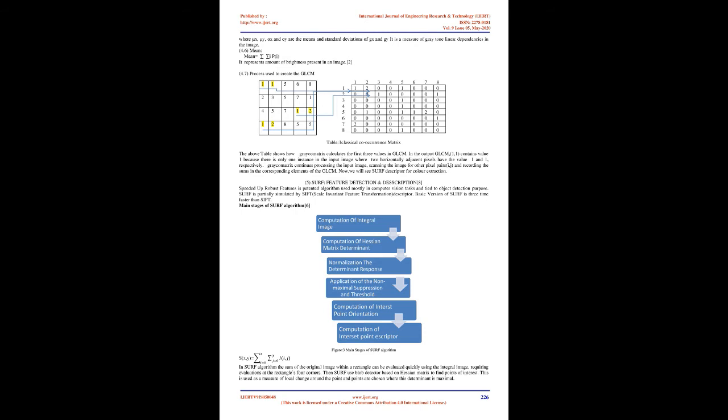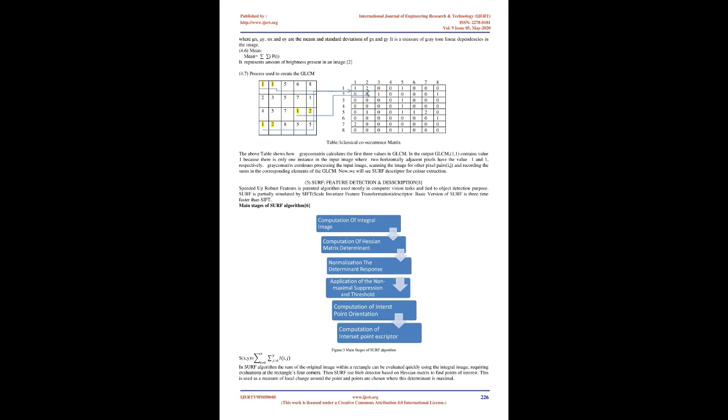4.5, Correlation. Correlation equals the sum over i, j of (i minus mu x)(j minus mu y) g(i,j), divided by sigma x sigma y, where mu x, mu y, sigma x, and sigma y are the means and standard deviations of gx and gy. It is a measure of gray tone linear dependencies in the image. 4.6, Mean. Mean equals the sum of i times p(i). It represents the amount of brightness present in an image too.